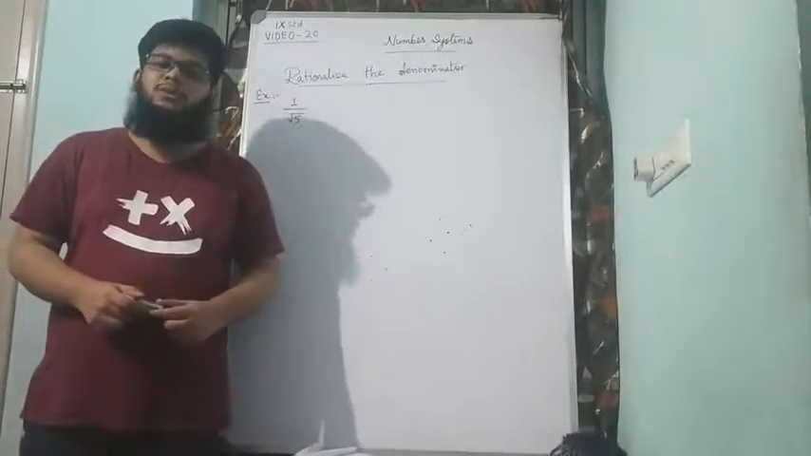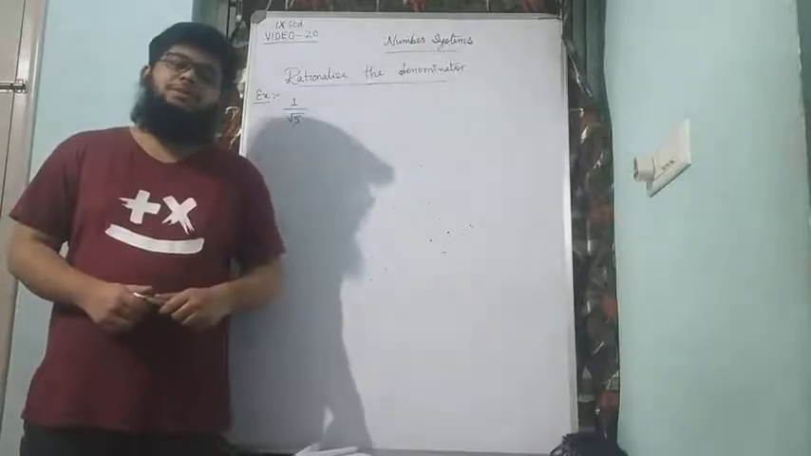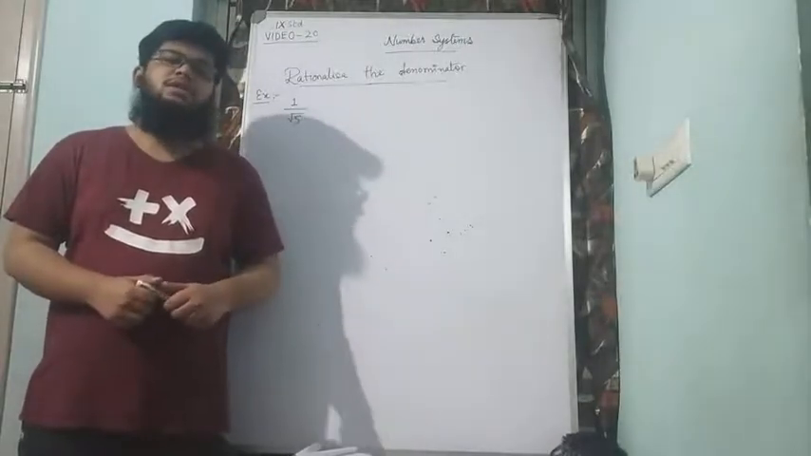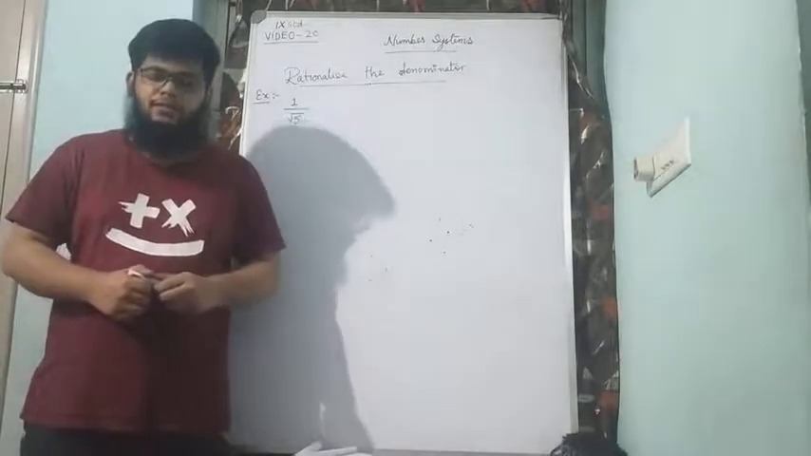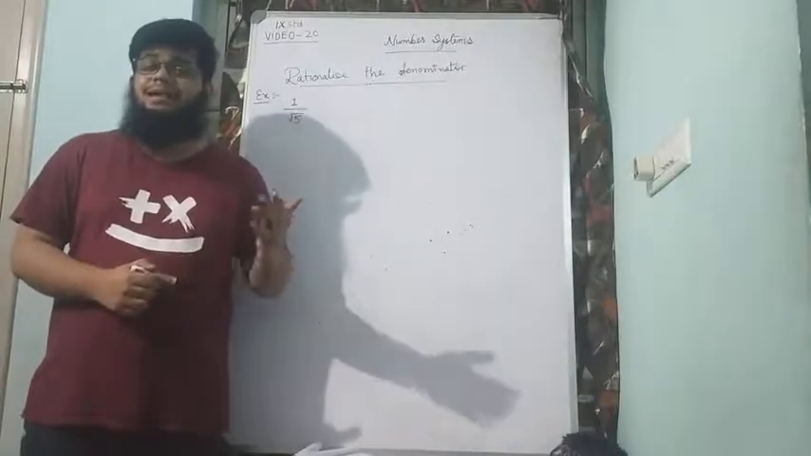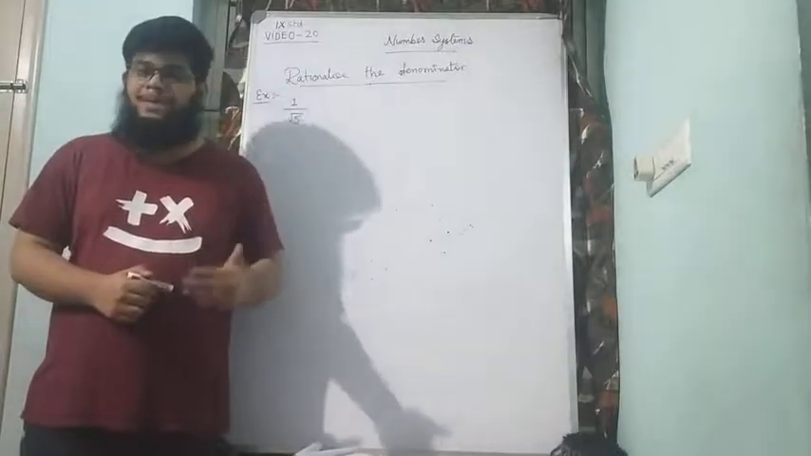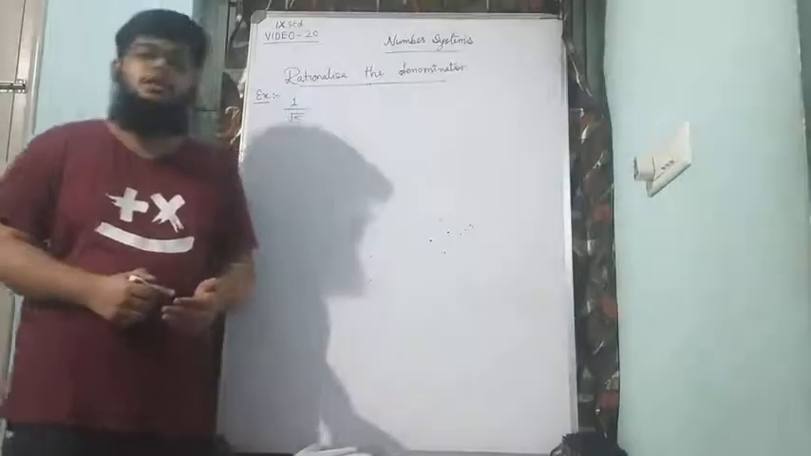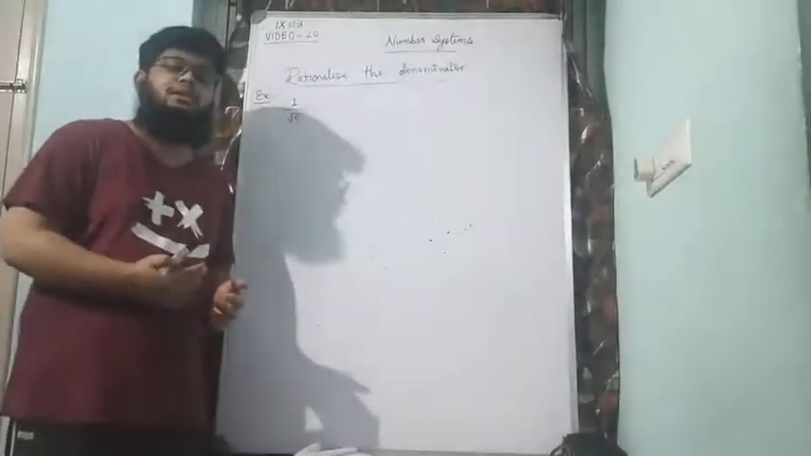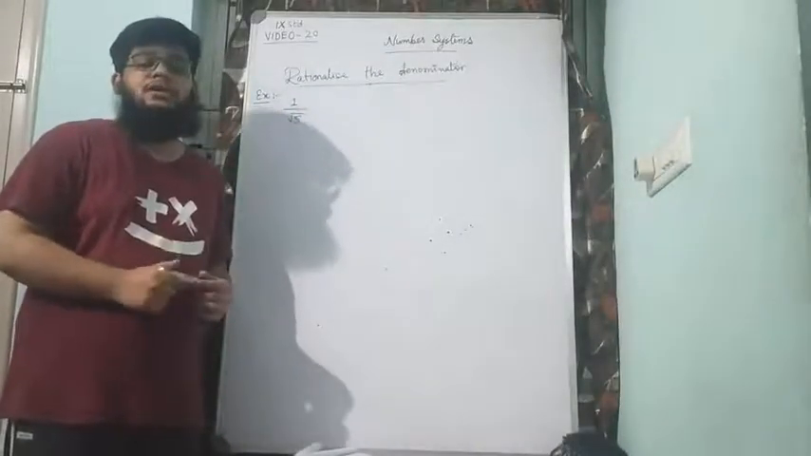We are almost moving towards the end of the chapter, and one of the topics that we have in today's class is called rationalizing the denominator. So whenever we have any number in the form of p by q, that is in the form of a fraction, the upper part will be called the numerator and the below part will be called the denominator.